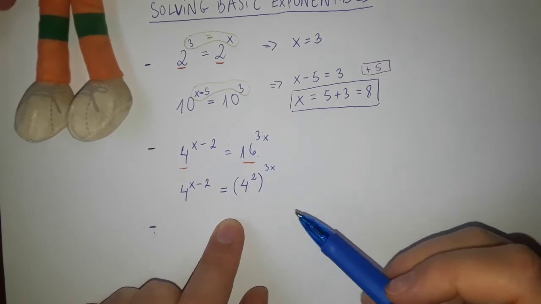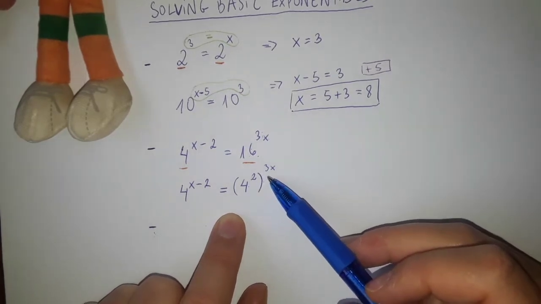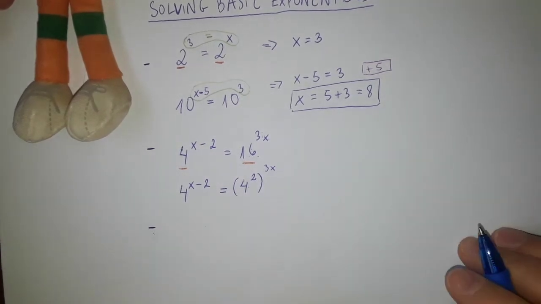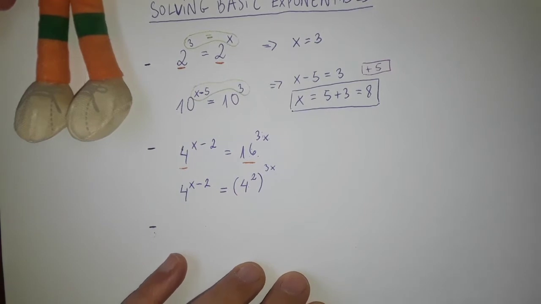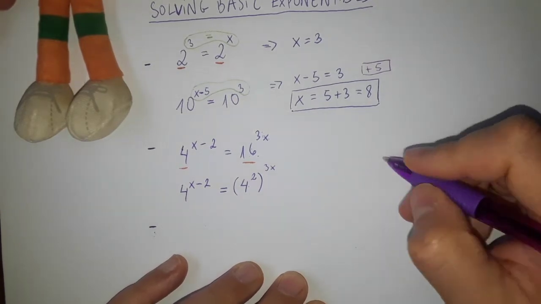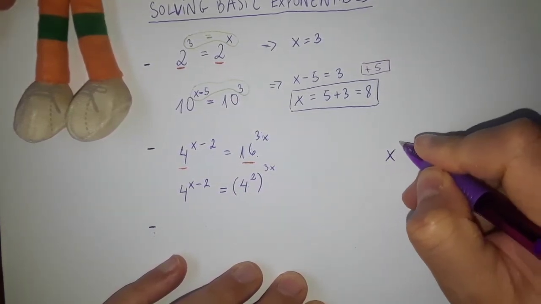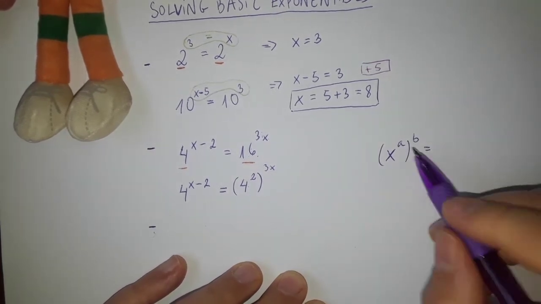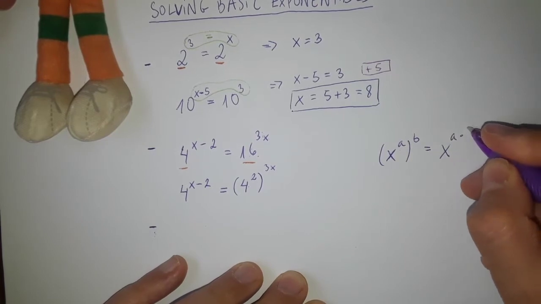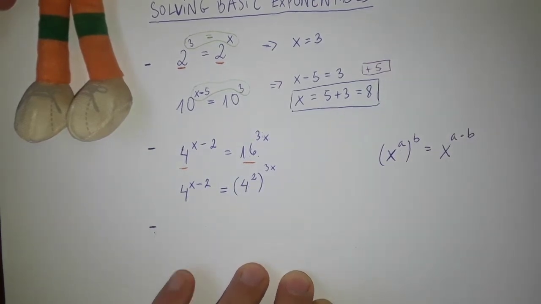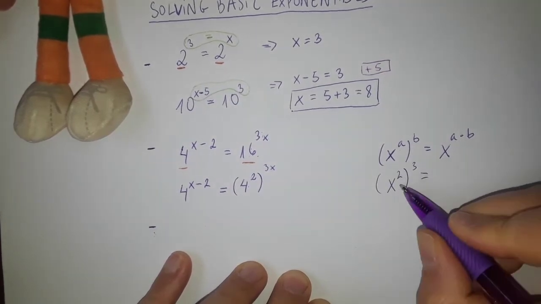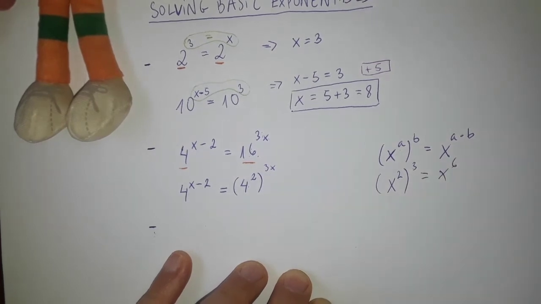Now we have a power to a power, right? A power to a power. If we know the rule, and we have to make sure we do know the rule, a power to a power, x to the a to the power of b, what we do with the exponents is we just multiply exponents. A times b, that's what we do. So if we have x to the second to the third, we're multiplying 6. 2 times 3 is 6, so x to the 6.